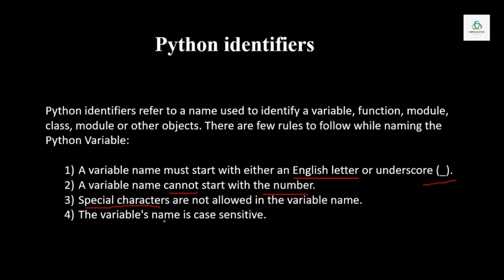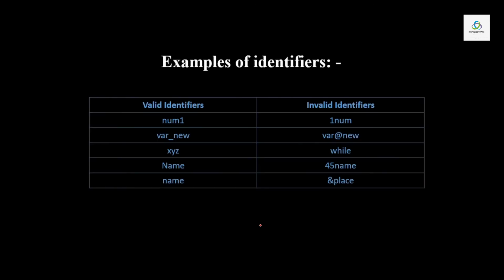Fourth, a variable's name is case sensitive. This means an uppercase variable name and a lowercase variable name are treated differently. Now let's see examples of identifiers, which ones are valid and which ones are invalid. Over here num1, we can use a digit in a variable name, therefore this is a valid one. But over here, as you will compare, I have written 1num. This means the variable name is starting with a number, a digit. So this is an invalid identifier.